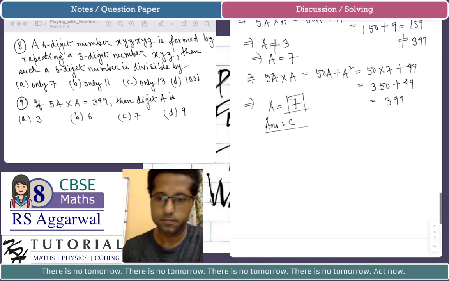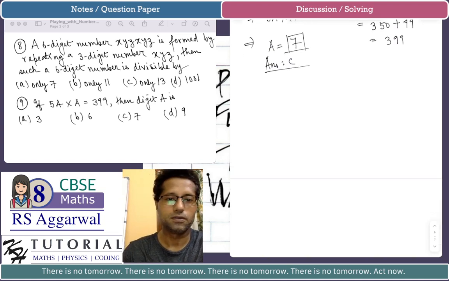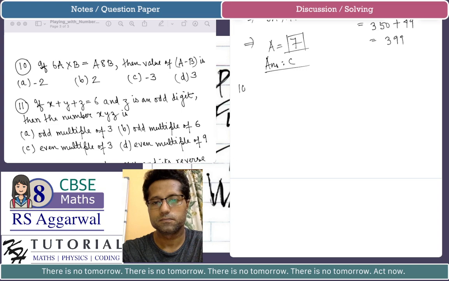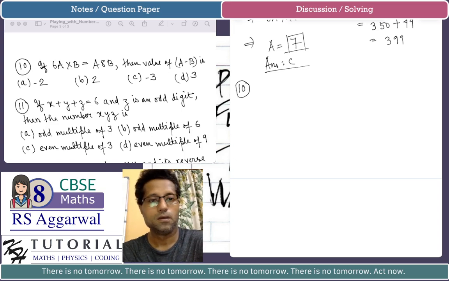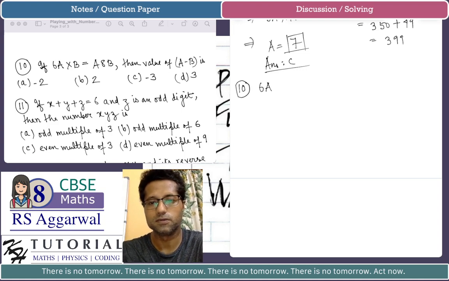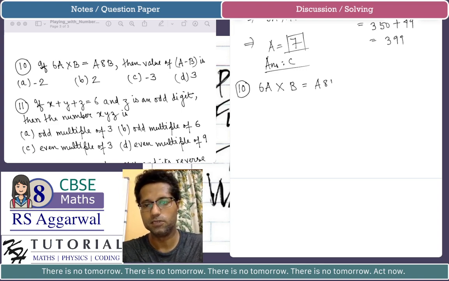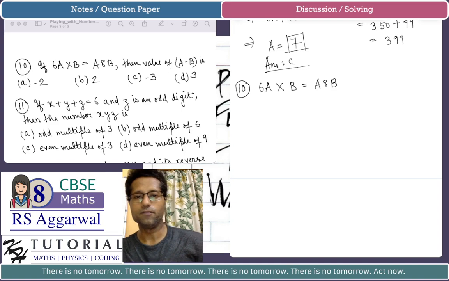Okay, let's solve question number 10. It is given that 6a, similar kind of problem, similar kind of equation, 6a, a two-digit number where the digit at the tens place is 6 and the digit at the units place is a, multiplied by b, is equal to a8b, a three-digit number, where a and b are some digits. Then the value of a minus b.